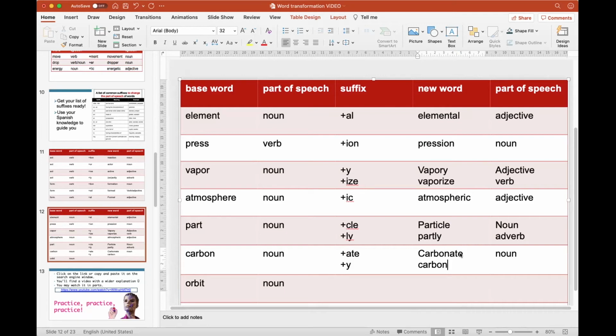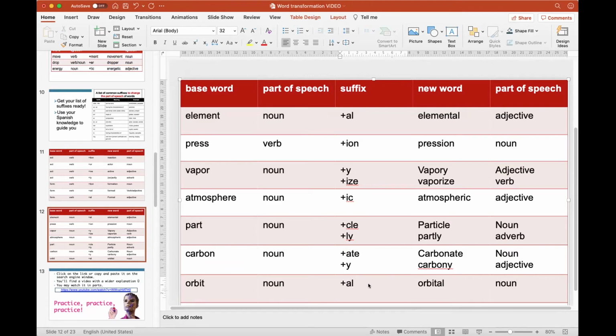Carbonic, and this is an adjective. Okay. And finally, orbit. Orbital. Dulce, a question? No. Orbit. Orbital. And this is a noun.